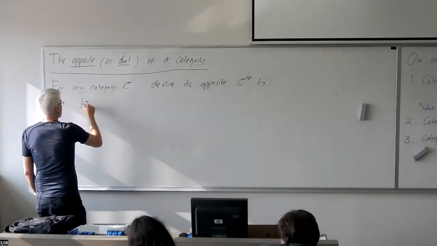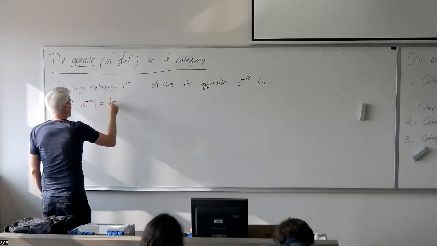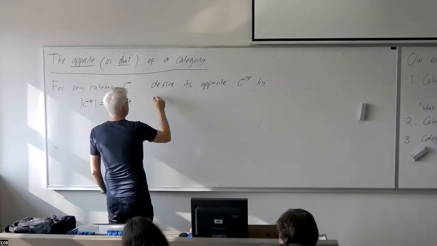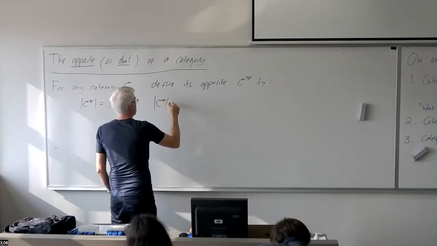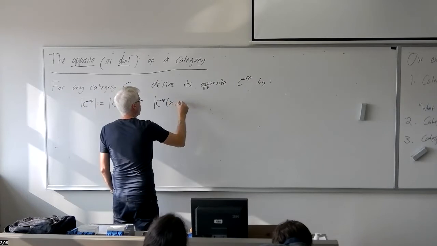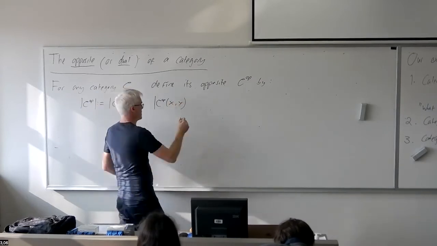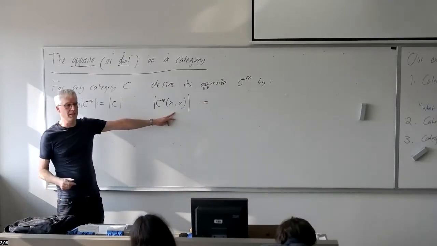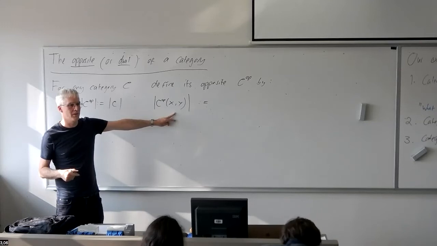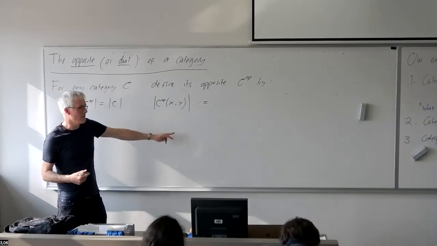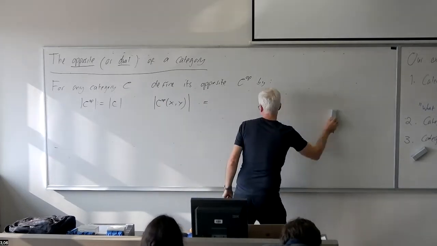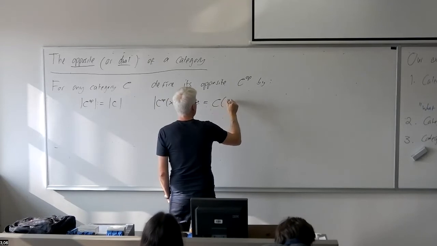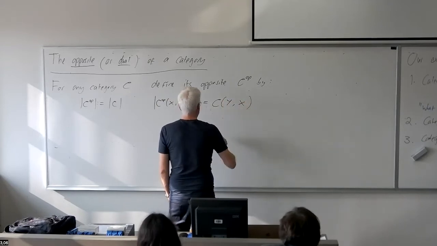Well, the objects of the opposite category are just the same as the objects of the category C, and the morphisms in C op from X to Y. So X and Y are objects of C because the opposite has the same objects. The idea of the opposite category is you simply turn the morphisms around so they point in the opposite direction. You have the same morphisms, but they point in the opposite direction. So the Hom collection from X to Y in C op is simply the Hom collection in C from Y to X.